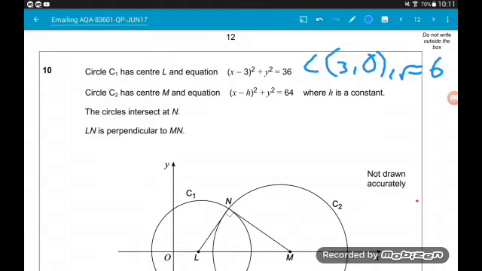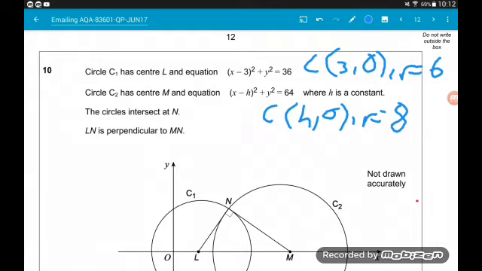Okay, and then circle C2 has centre M and equation x minus h squared plus y squared equals 64. So from that, we know the centre is h, 0, and the radius is 8. So those bits of info may or may not be useful, but it's good practice. We're then told LM is perpendicular to NM. So we've got that down on the diagram, and the circles intersect at the point N.